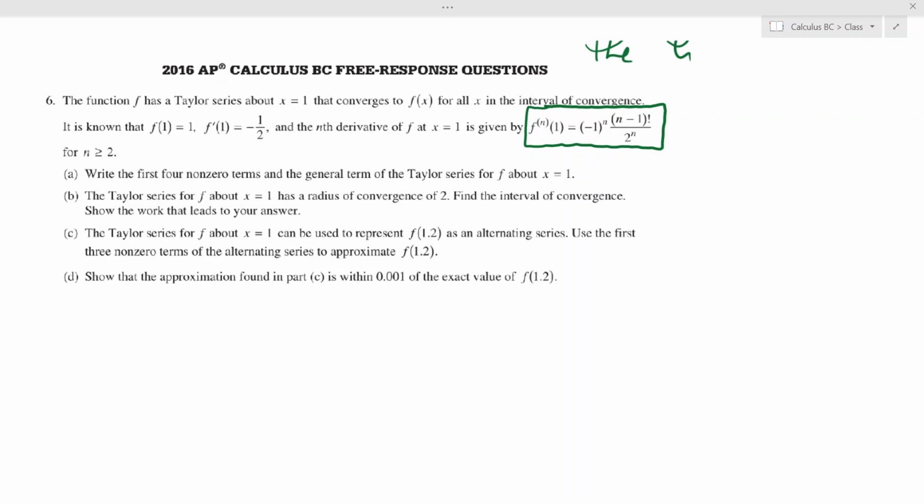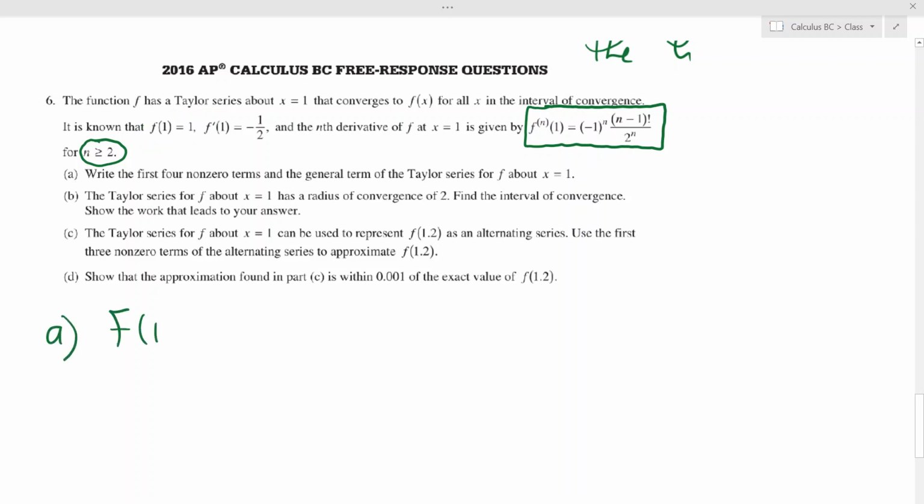And this one is an explicit rule, whereas the last one we did was a recursive rule. But they're also giving me, so this says for n greater than or equal to 2, so I can find the second derivative and further. But I also know the first derivative at 1 is -1/2, and I know the value of the function at 1 is 1. So they want the first 4 non-zero terms.